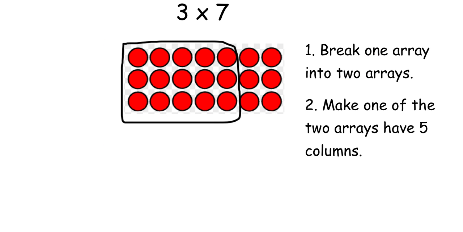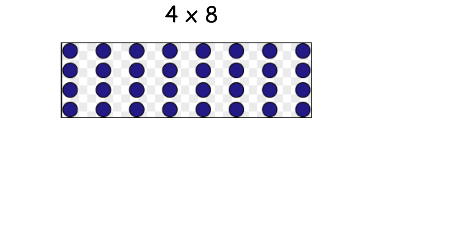I'll back up a page and you can see that I have that here. So I simply took this 3 by 7 and I broke it down into 2 arrays. One of them has 5 columns. Let's do it again here with 4 by 8. Now, if I were to count the number of dots here, I'm going to get 32, and you just have to trust me on that. There are 32 dots here. Again, I'm not changing the number of dots that are on here.